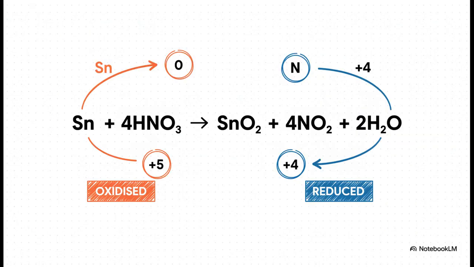Let's track those scores. The tin starts out as a pure element, so its score is 0. After the reaction, it's part of a compound, where its score is +4. It went from 0 to +4. Its number went up, so it was oxidized. Now look at the nitrogen. It starts at +5 in nitric acid, but it ends up at +4. Its number went down, so it was reduced. See? Once you know the rules, it's just simple scorekeeping.